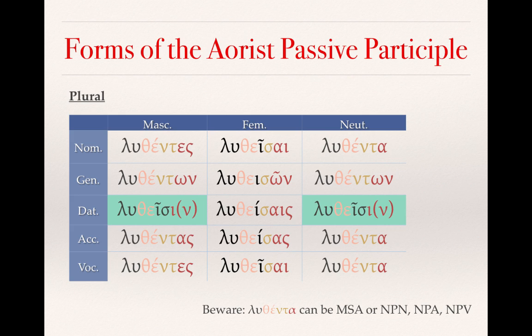And so, once again, the things we're looking out for are that θε, the ντ infix for masculine and neuter participles. Please be aware that λυθέντα can be identical in the masculine singular accusative, as we saw in the last chart, or in the neuter plural nominative, the neuter plural accusative, and the neuter plural vocative.